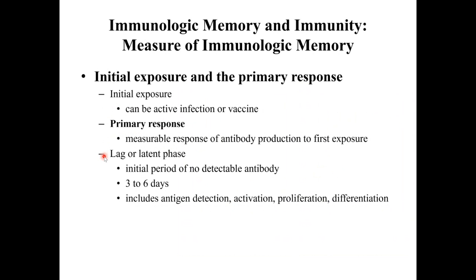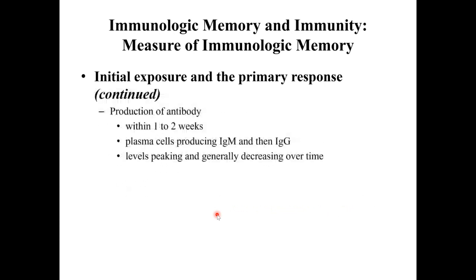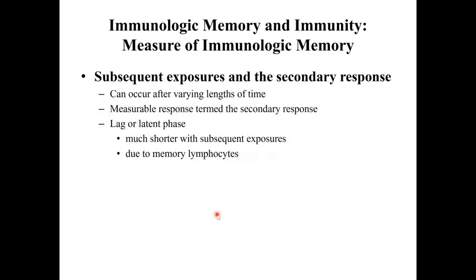And I've mentioned all this from those graphs, so let's see if there's anything I need to add here. The lag or latent phase is the time where there's no antibodies being produced, which takes anywhere from 3 to 6 days, like a week in the graph. And it includes all of these activities that I've mentioned: detecting the antigen, being activated by a T cell, the proliferation, the differentiation into plasma cells, and then the actual production of the antibodies. Covered all that already.